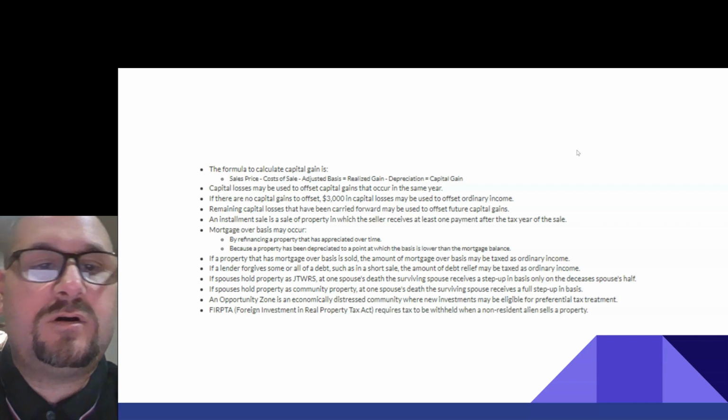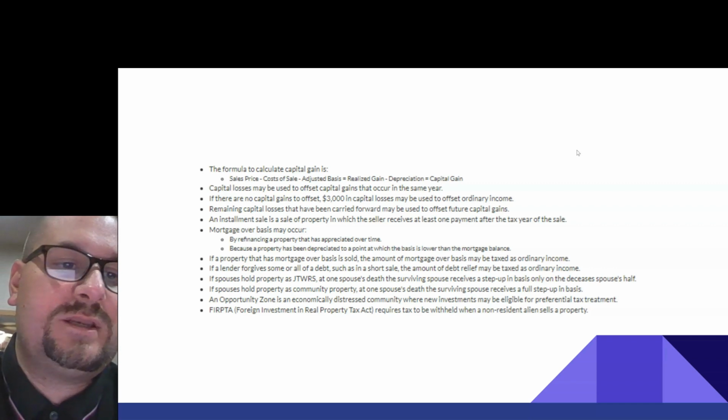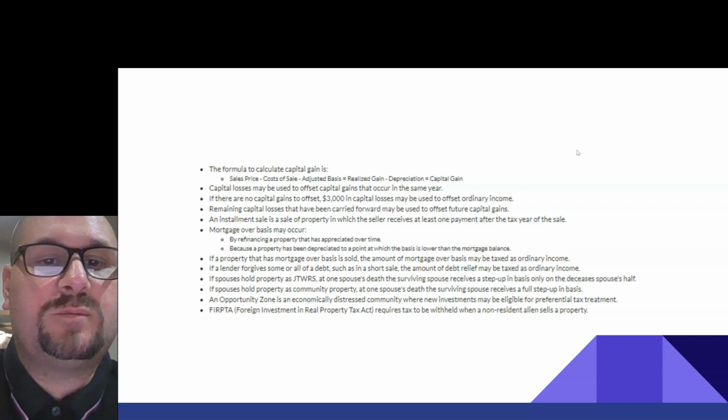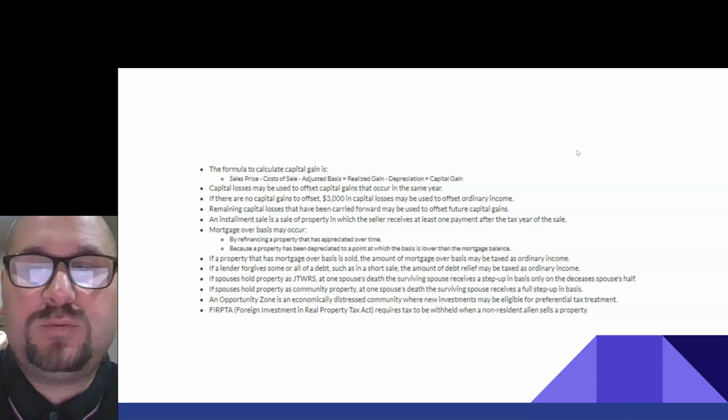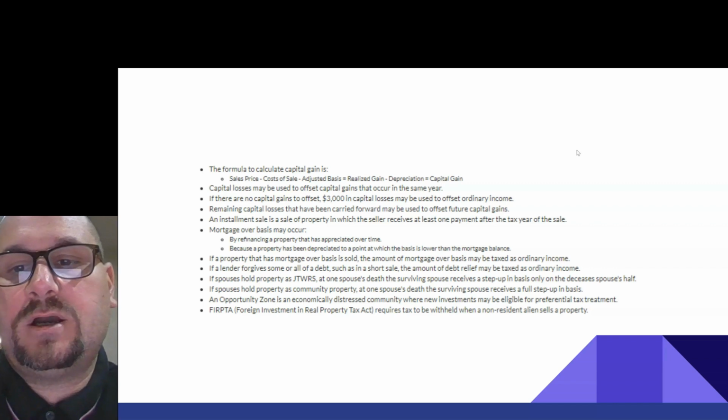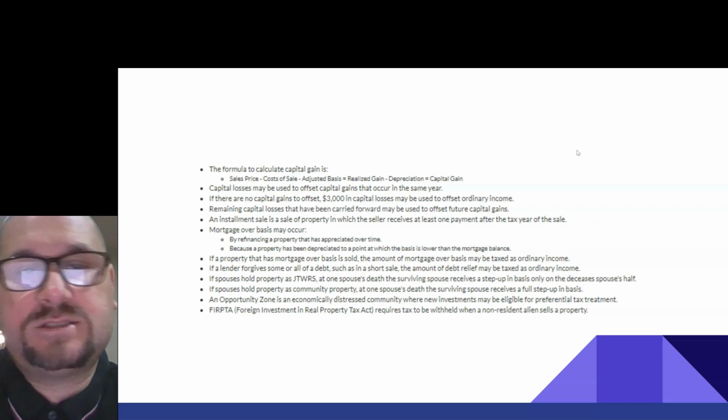FIRPTA, the Foreign Investment in Real Property Tax Act, requires tax to be withheld when a non-resident alien sells a property.